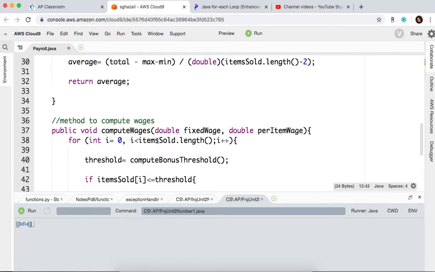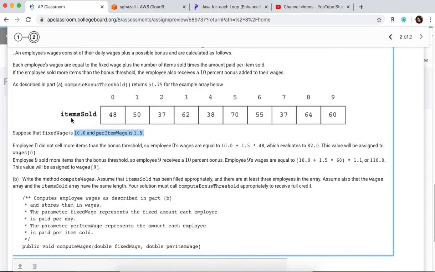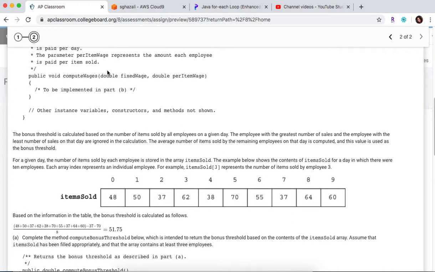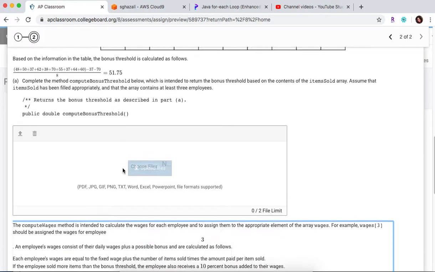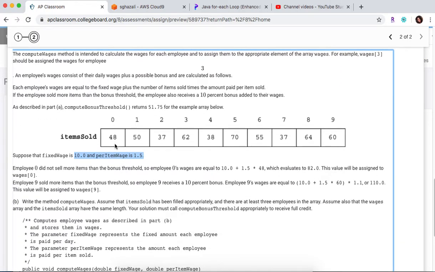So basically, we're going to take each item in items sold and compare it to our bonus threshold. So in this specific array, the bonus threshold was 51.75. So 48 doesn't make the threshold, right? 50 doesn't make the threshold. 37 doesn't. 62 does, right?